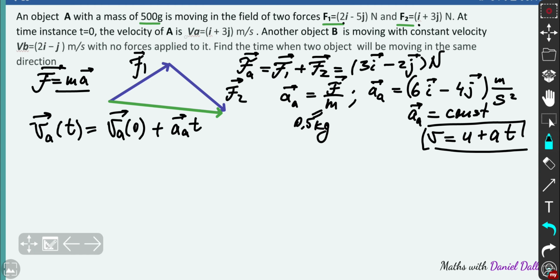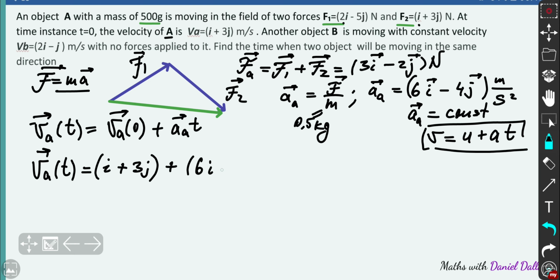In our case, the initial velocity of object A is VA, and hence we can arrange the vector function of time simply by adding i plus 3j to the acceleration, which is 6i minus 4j, times time.